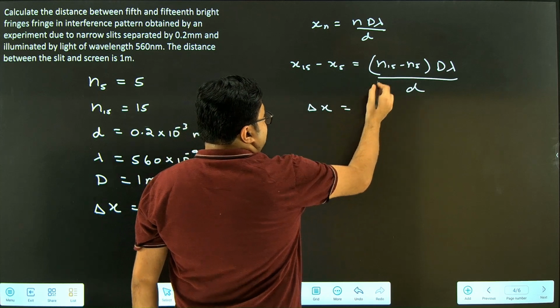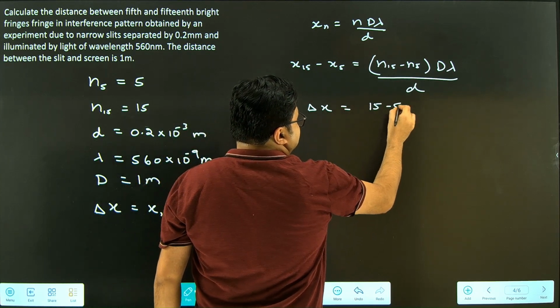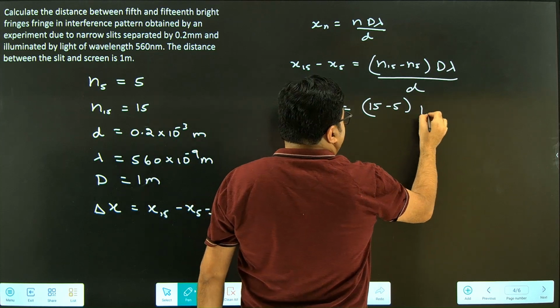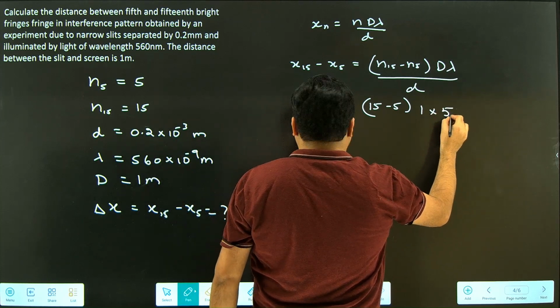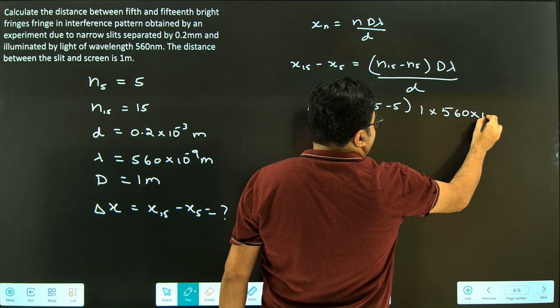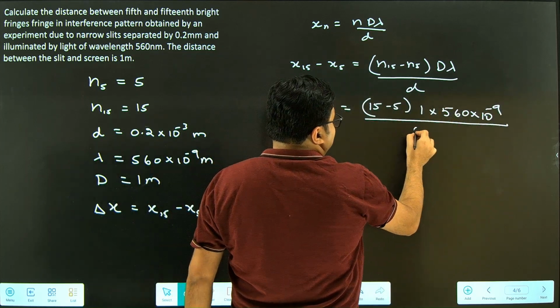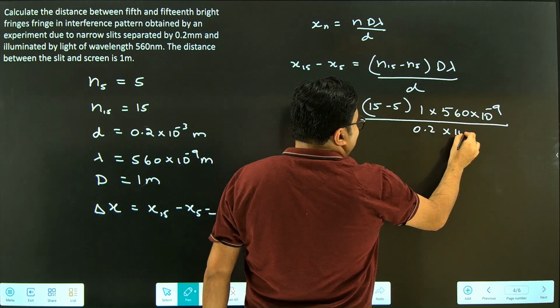So delta x becomes equal to 15 minus 5 multiplied by D, which is 1 meter. Lambda is 560 nanometer, divided by small d. Small d is 0.2 millimeter.